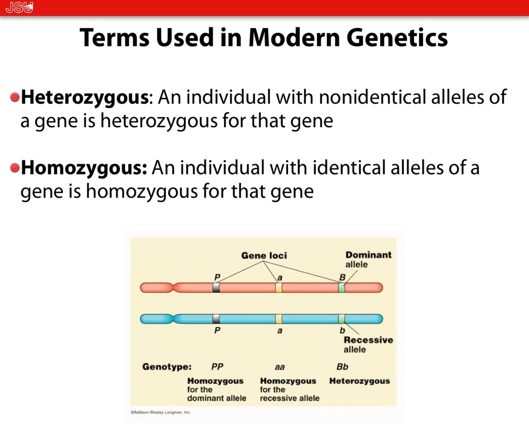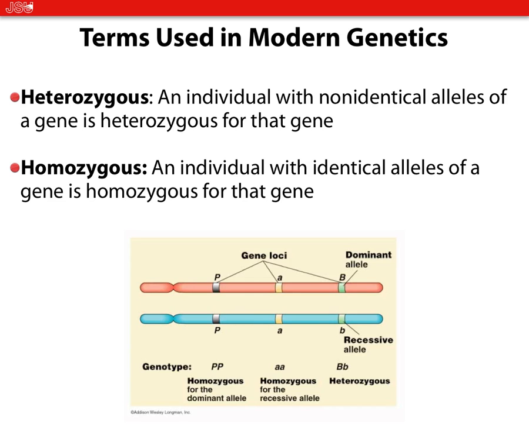Really important terms here. Homozygous, heterozygous. Homozygous is when we're talking about one locus. Okay, one locus. One place on the two chromosomes we're comparing. When those are different, you are heterozygous. When those two are the same, you are homozygous.